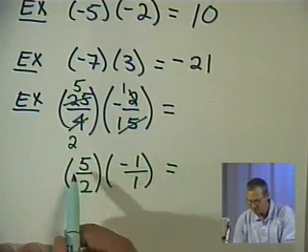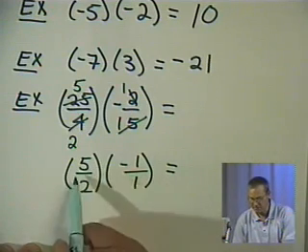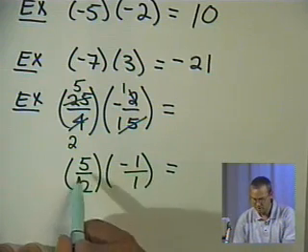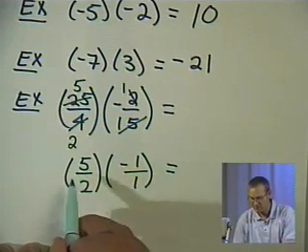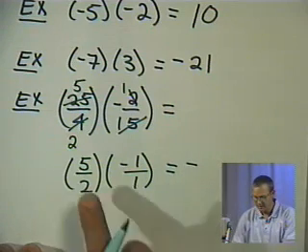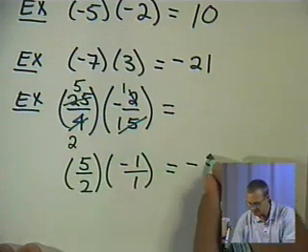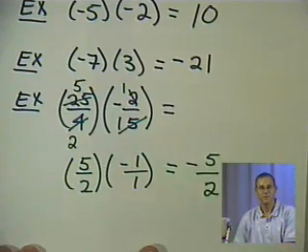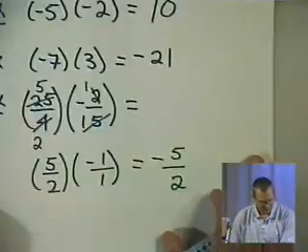Now let's look first of all, what's our sign going to be? Well, I'm multiplying a positive number times a negative number, so the product of numbers with different signs is going to be negative. 5 times 1 is 5. 2 times 1 is 2. Okay. That's multiplication. Let's try some division problems.